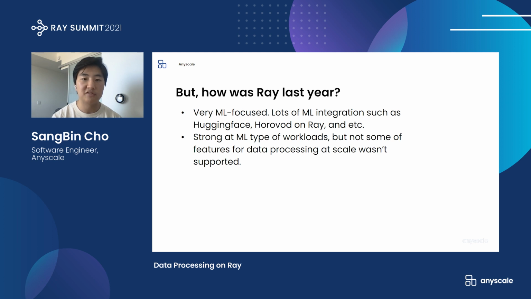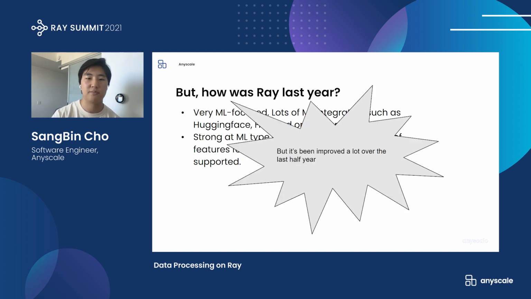Before going into the next section, let me explain what the previous limitation of Ray was in order to support this kind of end-to-end ML lifecycle. So Ray was really ML focused at the beginning. And although it was good at running ML workloads at scale, the data processing support wasn't good enough, because the system didn't have some necessary features to support large scale data processing. And it's been improved a lot over the last half year, and that's what I'm going to talk about from now on.